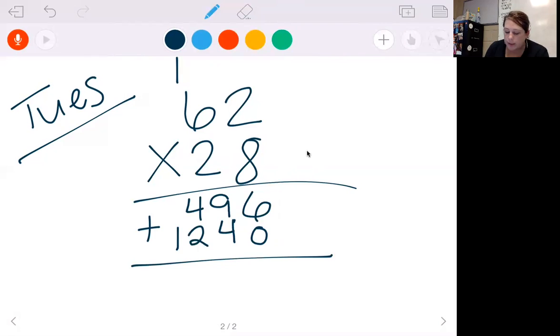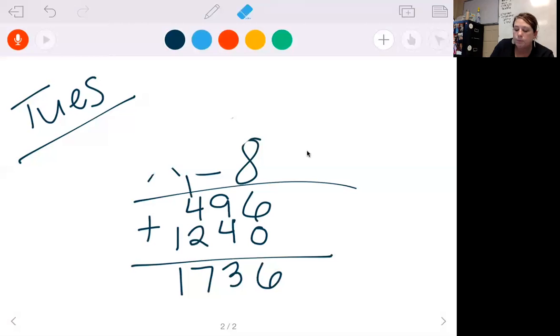6 plus 0 is 6. 9 plus 4 is 13. Carry my 1. 4 plus 1 is 5, plus 2 is 7. And then 1 plus 0 is 1. So we get 1,736. Okay? So remember, I'm going to tell you this until you don't want to hear it anymore, but please, please, please put your placeholder zeros.